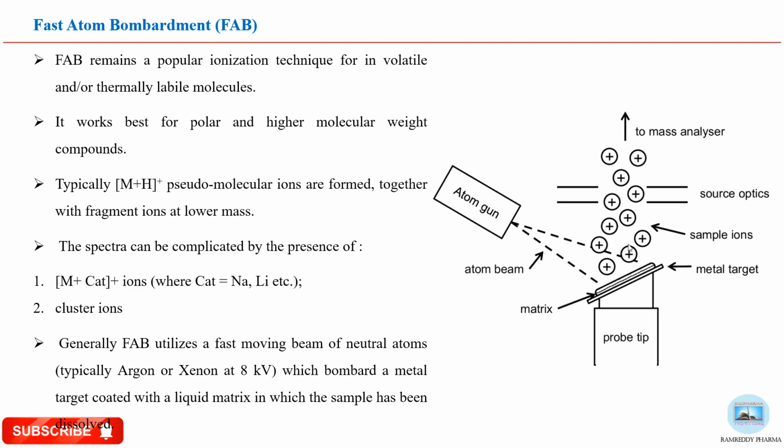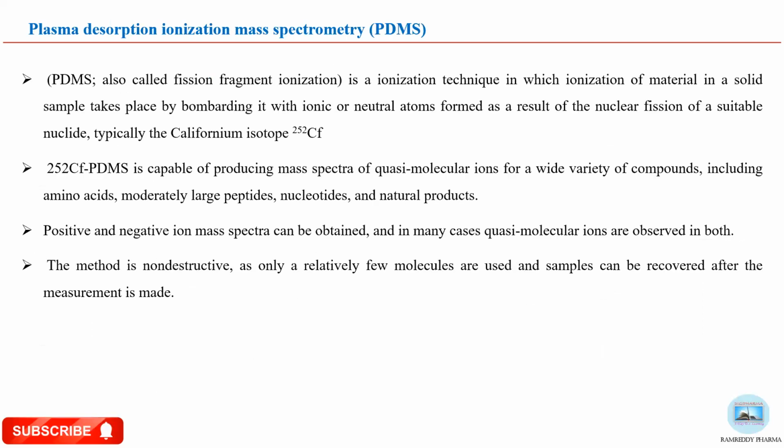So automatically what happens is the sample will undergo ionization, and the sample ions will be formed. Once the sample ionization is completed, the ions will be released to your mass analyzer. This is fast atom bombardment.